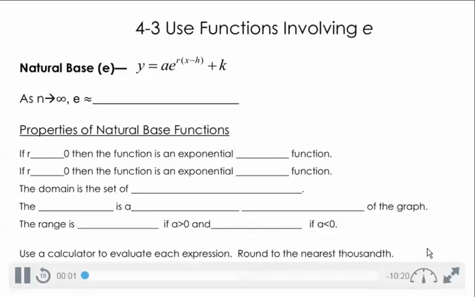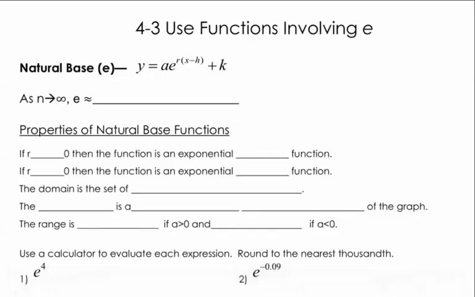All right, so we're going to go ahead and talk about the natural base functions. These are basically exponential growth and decay functions, except the base is really always the same. It's going to be the natural number, which is the number e. So the number e here is about 2.71828 dot dot dot. It goes on and on and on forever. It's kind of like pi. So we really round that just to about 2.72.